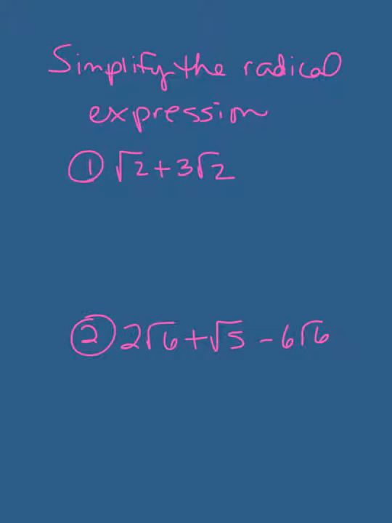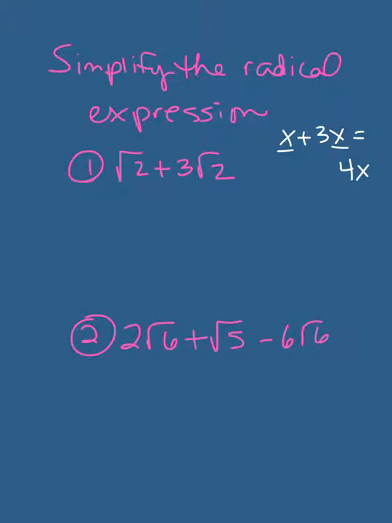Now as we're simplifying the radical expressions, we have some different operations. So number 1, we're adding. And I like to say that when we're working with radicals, it's like working with variables. If I have x plus 3x, my x's stay the same, and that would give me 4x. Right? It doesn't become 3x squared, the x stays the same. It's the same thing when working with radicals.